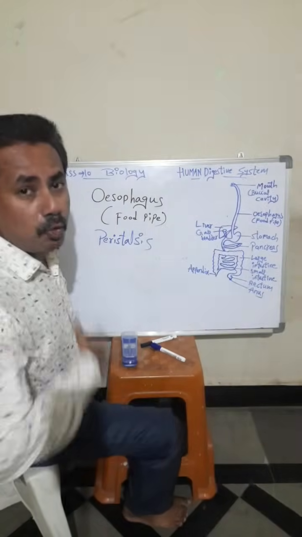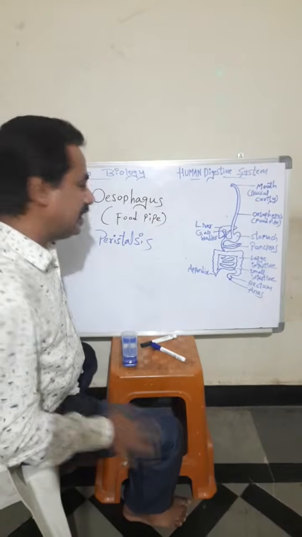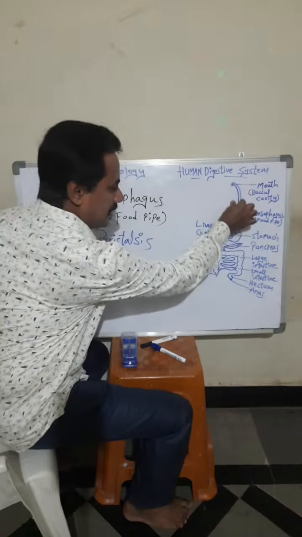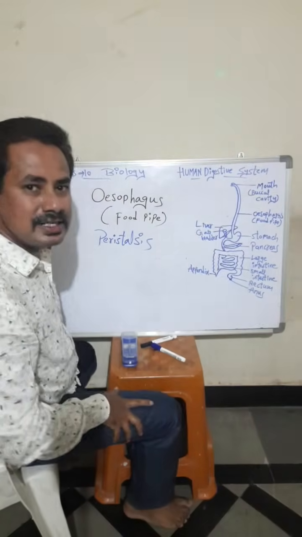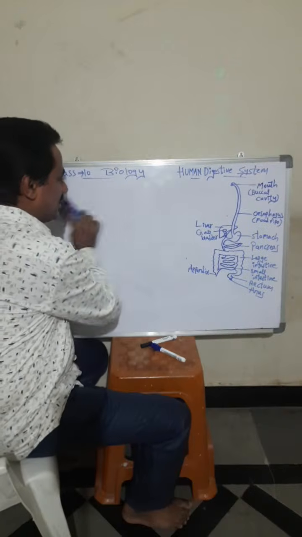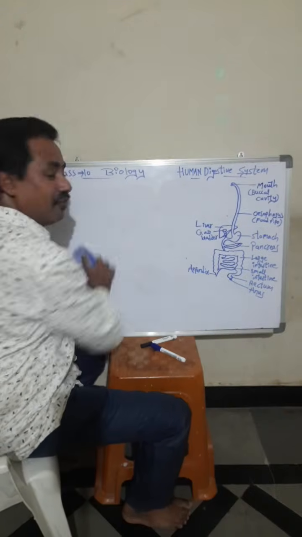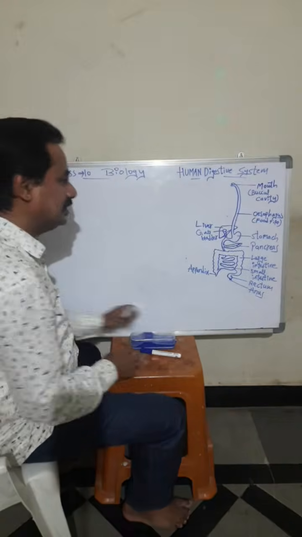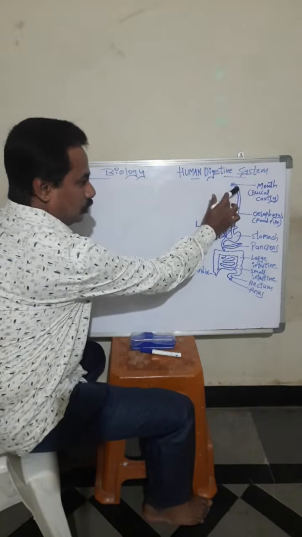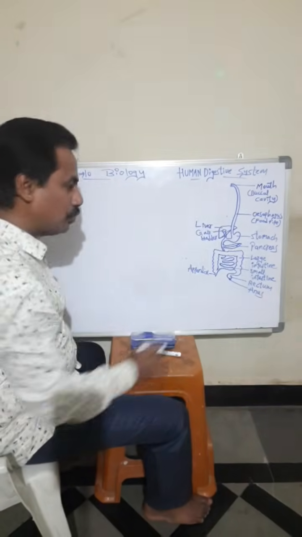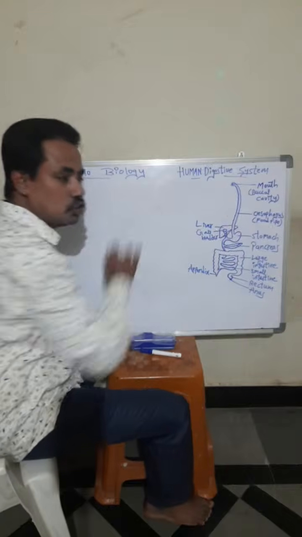In the food pipe, what happens? No digestion will take place. Just peristaltic movement takes place. The food will be pushed down to the stomach. Okay, so I hope you are understanding that topic. The topic is very, very easy. I will make it very easy and very interesting. The mouth chews the food, the food is sent to the esophagus or food pipe, and it pushes down to the stomach.